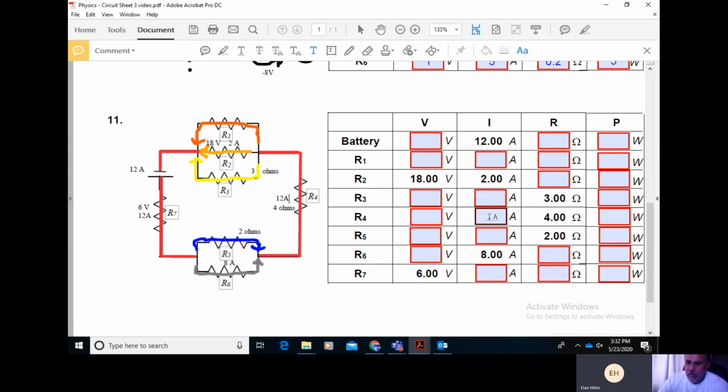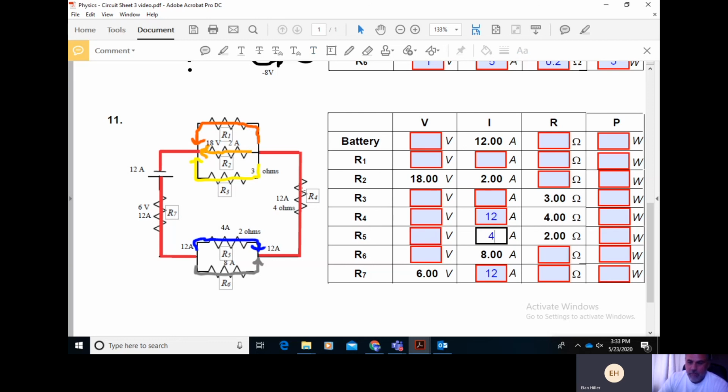So let's fill out some things here. R4 is 12 amps, and R7 is 12 amps. The next thing I know is that the total 12 amps splits into the blue and the gray. Well, the gray, as we see here, is 8 amps. So that must mean that the remaining blue current has to be 4 amps. How do I know this? Because the 4 amps plus the 8 amps has to equal the 12 amps. There was 12 amps going into the junction. There's 12 amps coming out of the junction. So the remaining current must be 4 amps. So I know that R5, the blue current, is 4 amps.